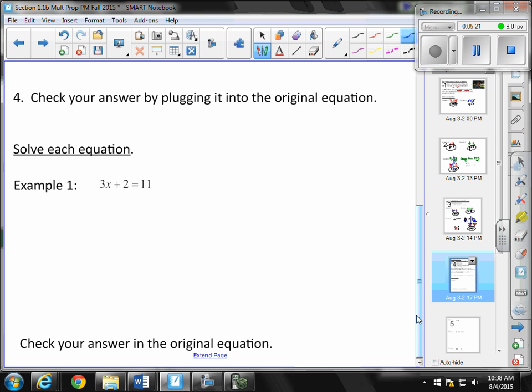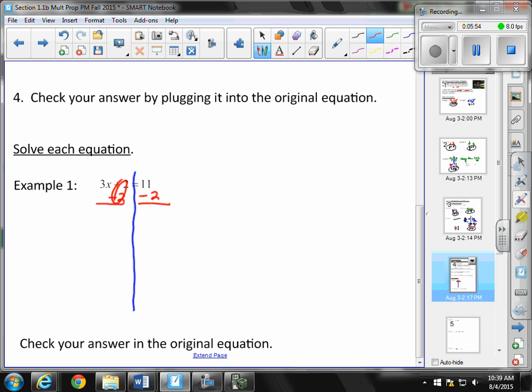Example 1, 3x plus 2 equals 11. If it helps you, keep that vertical line there where your equal side is so you can remember what's on each side of that equal sign. I don't have any parentheses or fractions here, so I'm going to start by using my addition principle. I have a plus 2, I'm going to make this minus 2. I always start, I'd like to say, furthest away from the x, and that 2 is farther from the x than the 3 is. So that's where I start, the addition principle.